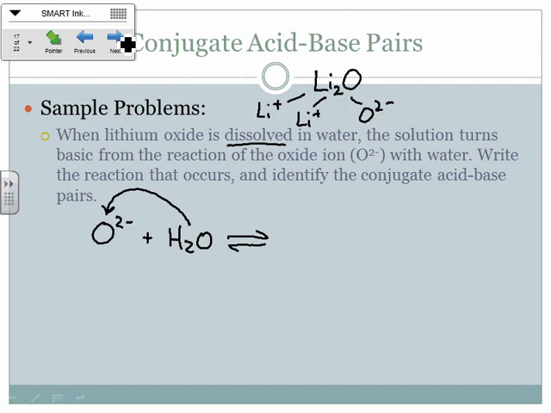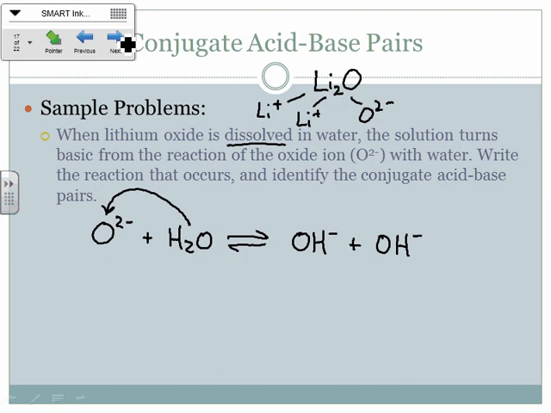So what can happen here is the water can donate a proton to the O2-. Honestly, it's not so much that the water donates a proton to the O2- as that the O2- is so unstable it starts taking hydrogens wherever it can find them. So what you end up with here is actually OH- plus OH-. A fairly strongly basic solution when you put lithium oxide into water, because it makes a bunch of OH-.